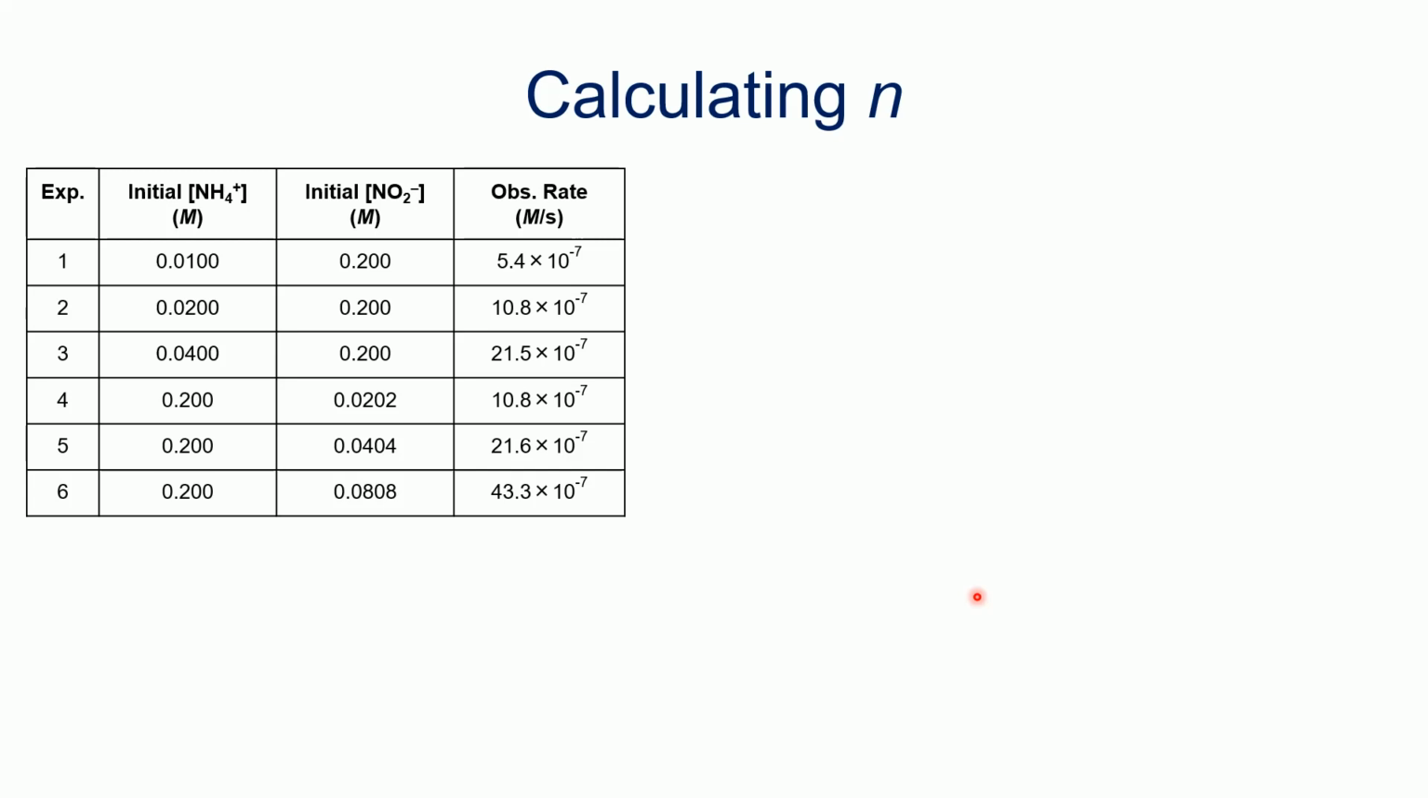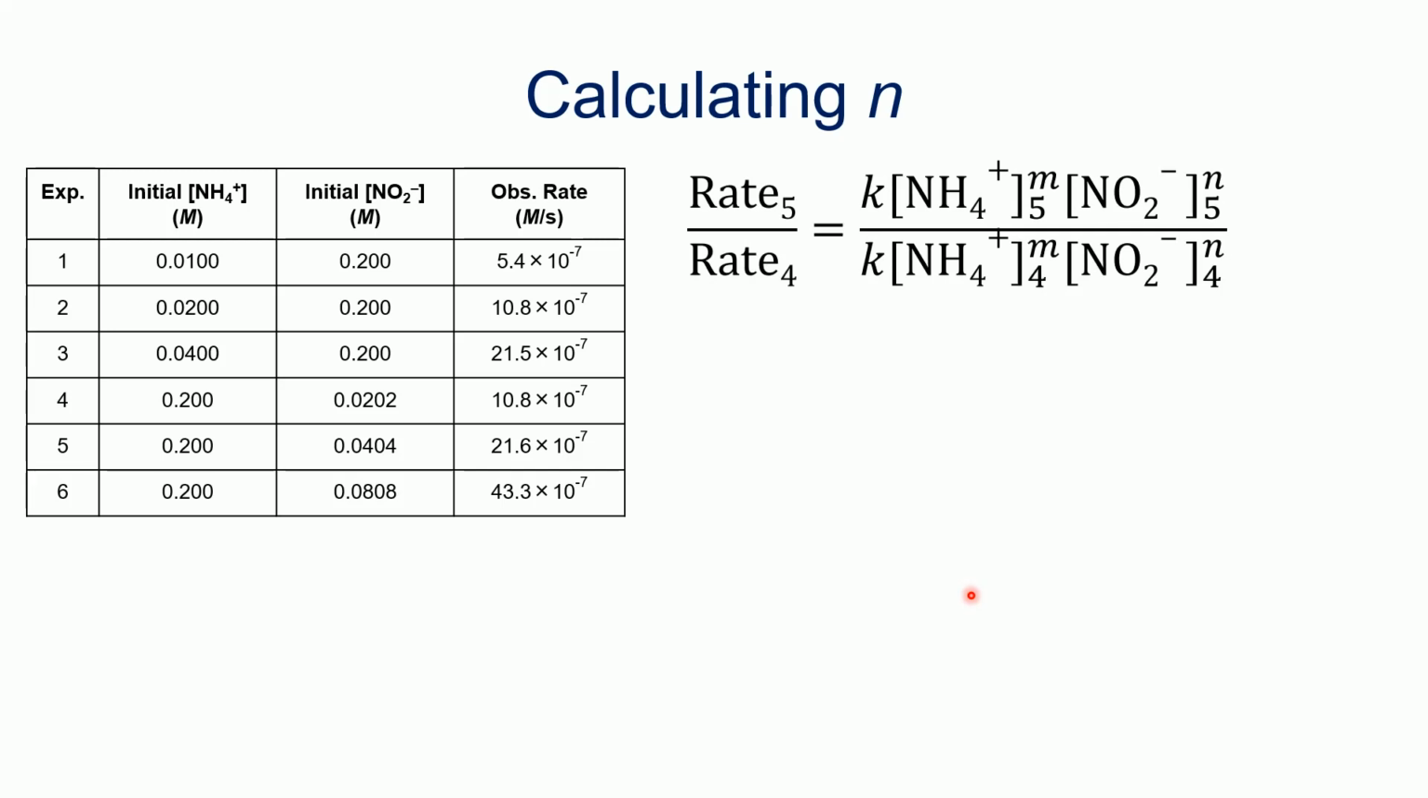All right. Well, let's calculate n in exactly the same way that we calculated m a little bit ago. We want to pick two experiments where we changed the concentration of nitrite ion, but left the concentration of ammonium ion the same. And you'll see in experiments 4, 5, and 6, we've done that. We've changed the concentration of the nitrite ion, but we've left the concentration of the ammonium ion identical.